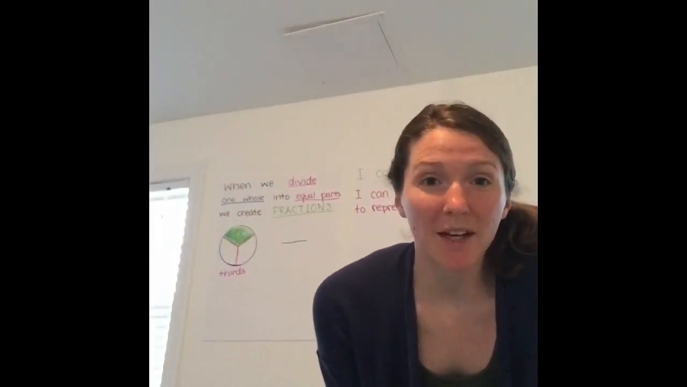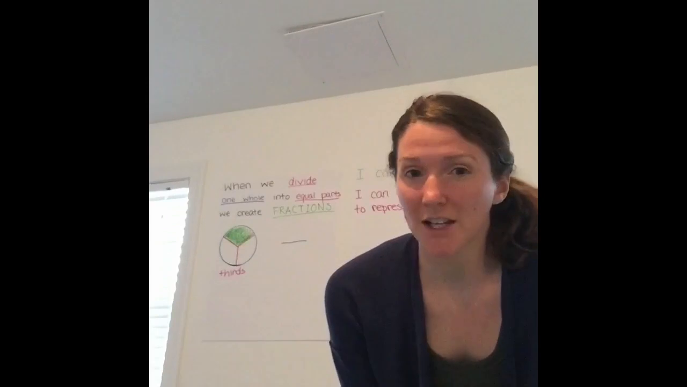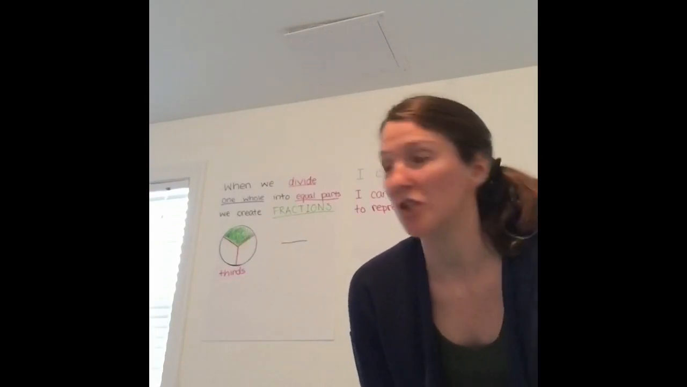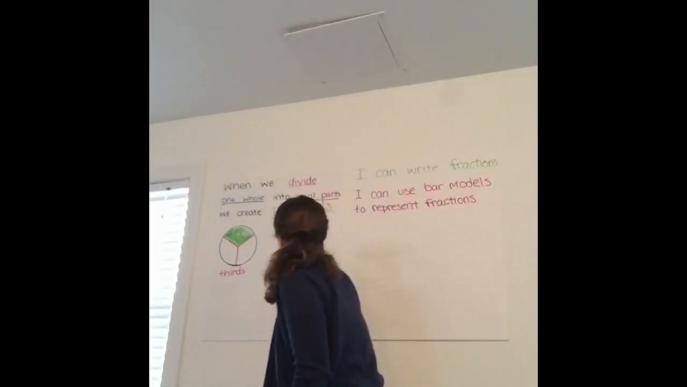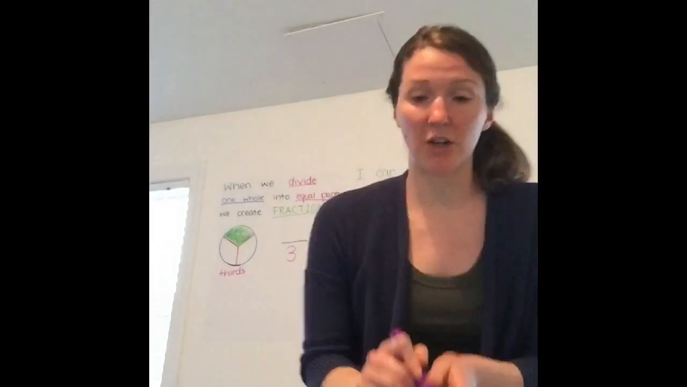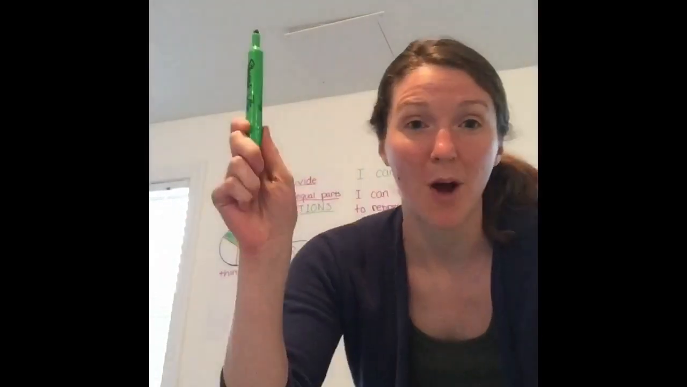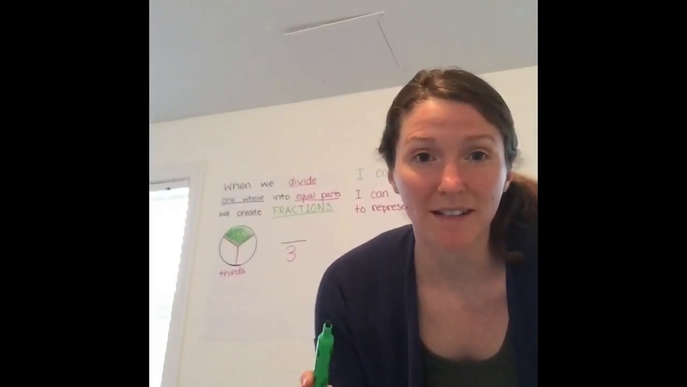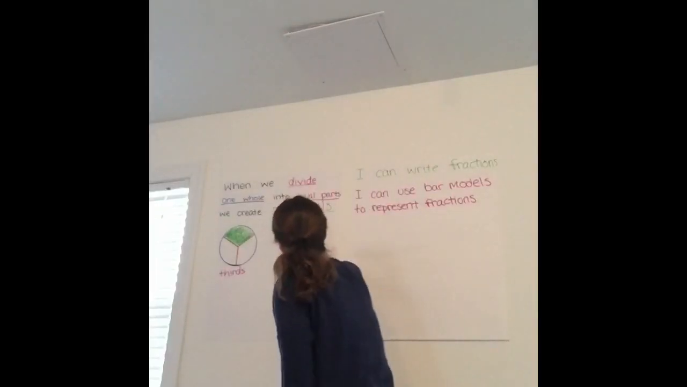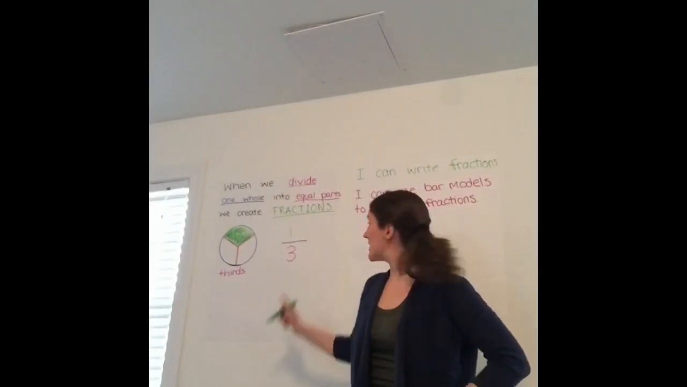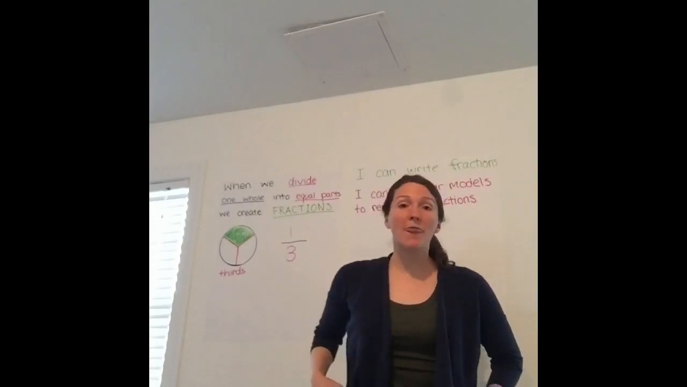So the denominator goes down on the bottom of the fraction and it tells you how many equal parts the whole was divided into. So the whole here was divided into 3 equal parts. That is our denominator. The numerator goes up north, up on the top, and it tells us how many equal parts are colored in. All right, so 1/3 is colored in. So this fraction shows 1/3.